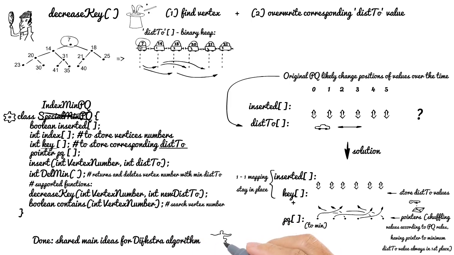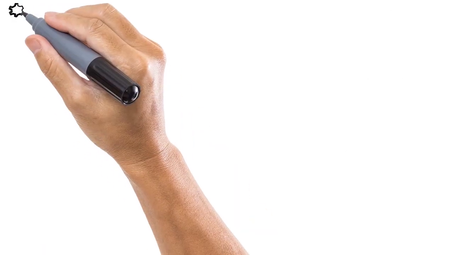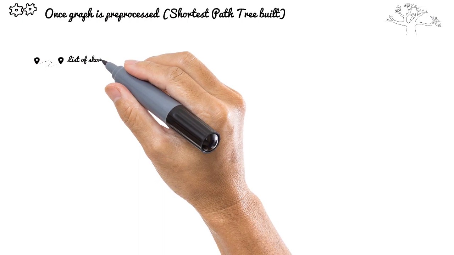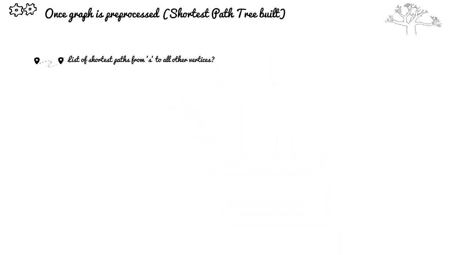We discussed edge relaxation mechanism, which eventually helps to find edges to be included in SPT. Once graph is preprocessed, we can answer path use case question. What is the list of shortest paths from S vertex to all other vertices? How to answer another path use case question.